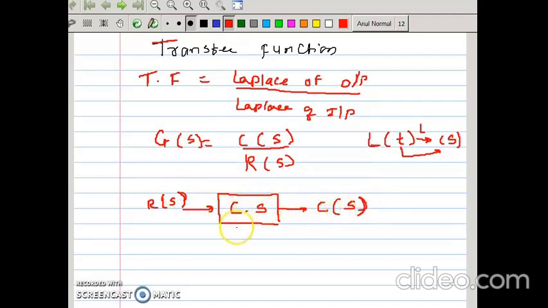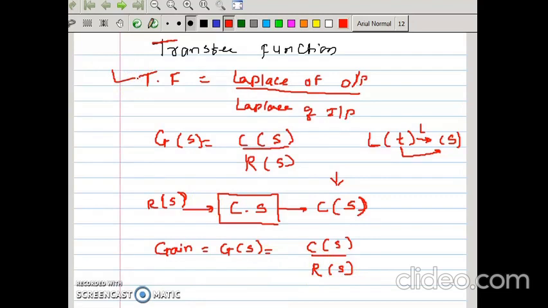When we take the transfer function, we are taking gain here. What is the transfer function? It is a gain. So gain is indicated by G of S equal to output upon input. The output is in the form of Laplace only, because it is a variable of S. So it is the Laplace of output, C of S, divided by the Laplace of input, R of S. The same formula is used here.